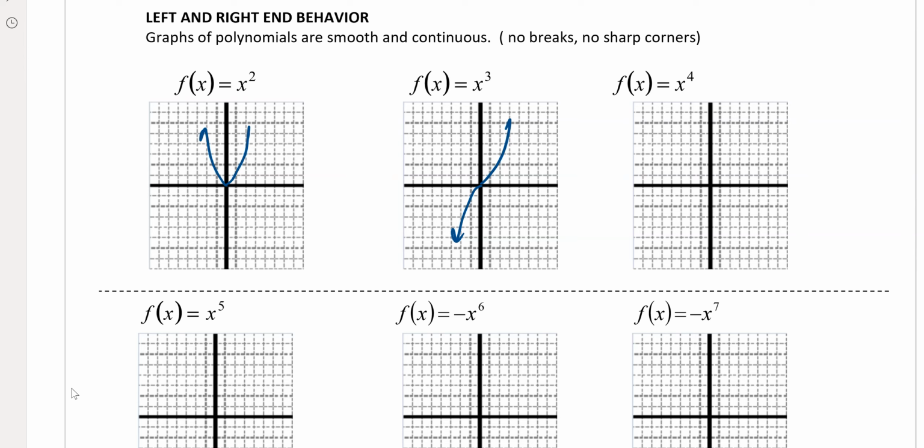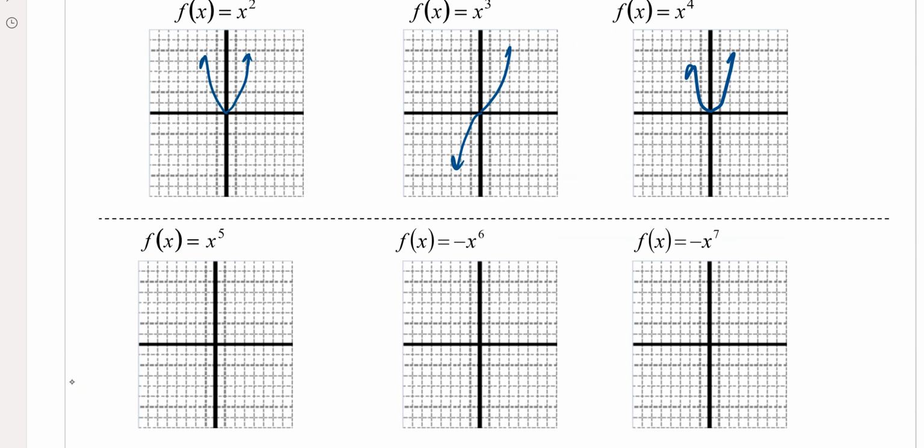But what about a degree 4? What it does is it kind of flattens out and then goes up, flattens out and goes up. I'll explain that in a minute. And then degree 5 does the same thing. It kind of flattens and then goes up through 1, flattens out and then goes through negative 1 like that.